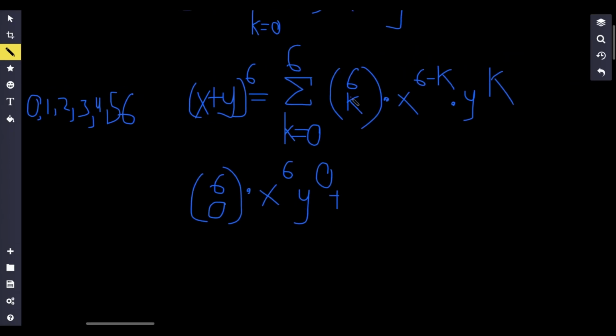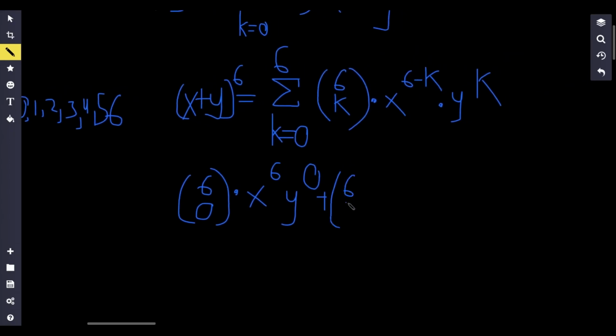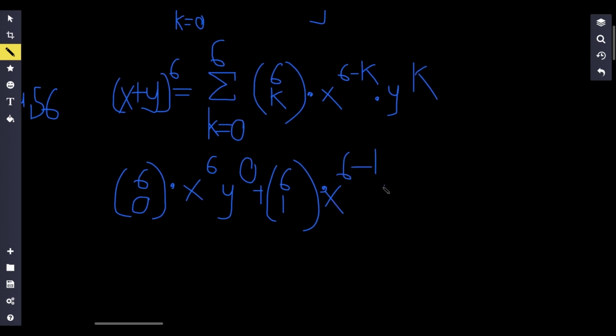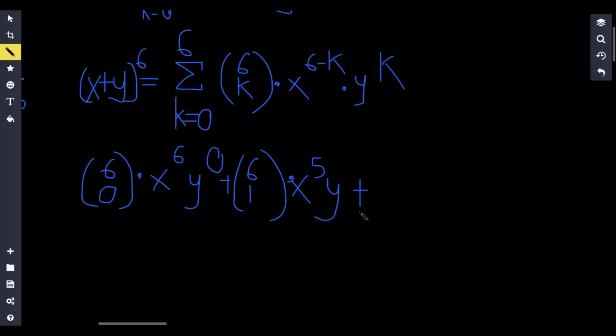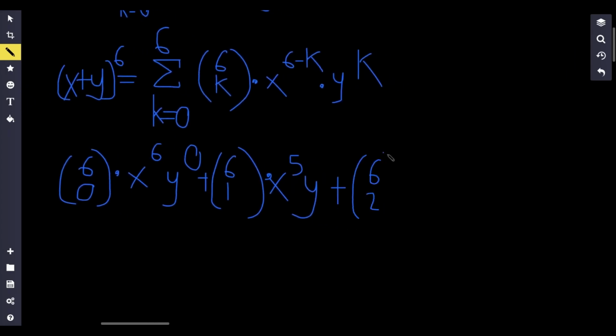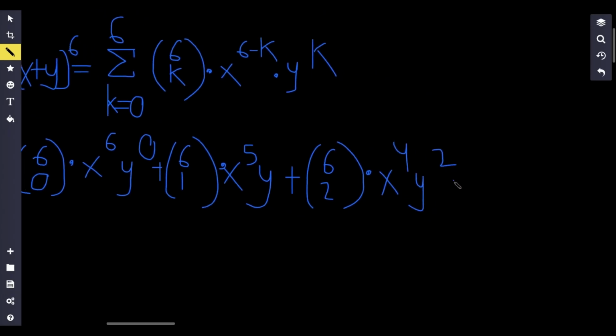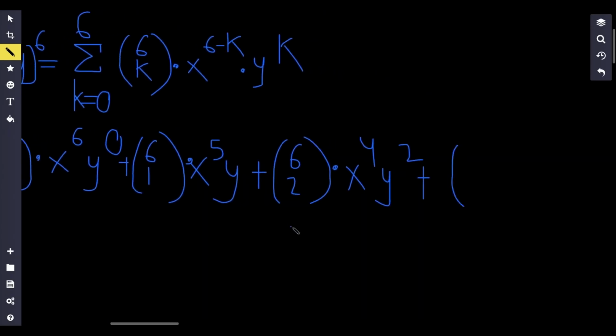When k is equal to 1, we have 6 choose 1 times x^(6−1) times y^1. And x^(6−1) is just x^5, and y^1 is just y. Then it's plus 6 choose 2 times x^4 times y^2. You can see the pattern here: you increase the bottom of the choose, decrease this power, and increase this power by 1 every time.